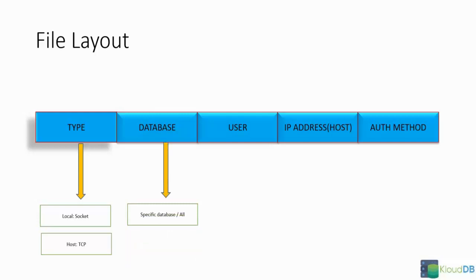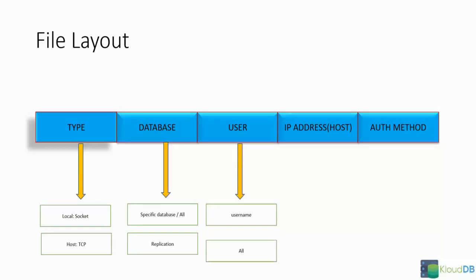The database field can have the database name or the all keyword, which means all databases, or it can have replication. This is to serve replication. When we go through the replication chapter, we will learn more about this. But just remember that it can also have a value called replication. And then the user field. It has the username which the client is using to connect, or it can have all, which means all users.